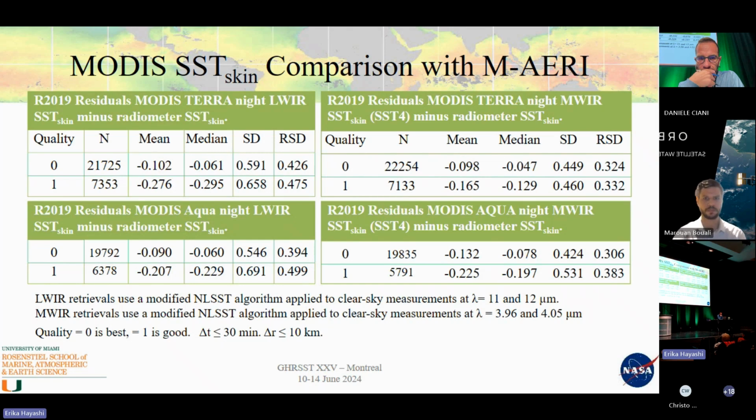The robust standard deviations here for the SST at night are very good. The median biases for quality 0 are very good. Quality 1 means you can use it, but it's going through a much longer atmospheric path length. And for SST4, robust standard deviations are even better.